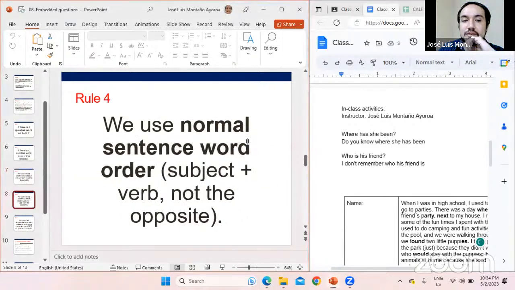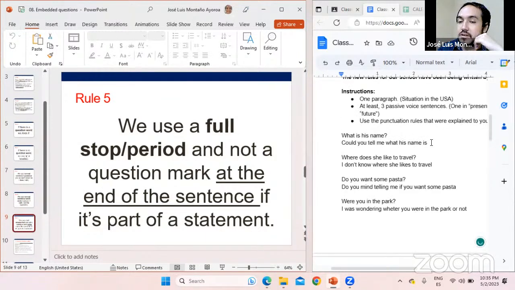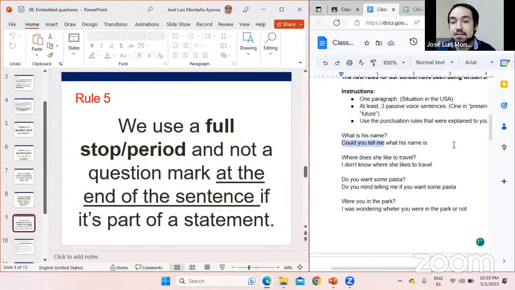Let's continue. Normal sentence word order. We are doing that. Subject, verb, complement, not the opposite. Then full stop or periods, right? If we are in statements, or question marks if we are in questions. So here, could you tell me what his name is? This is a question. Question mark. Okay, that is very important.